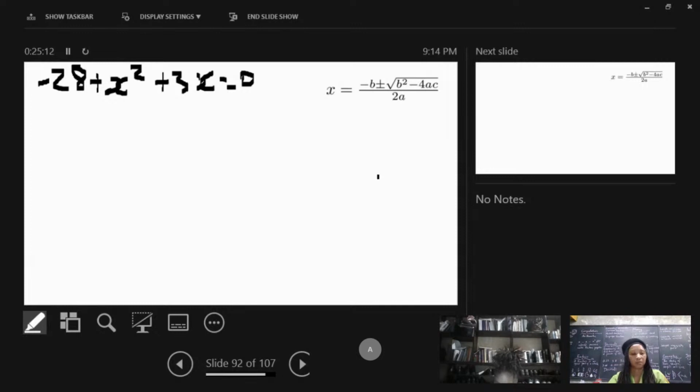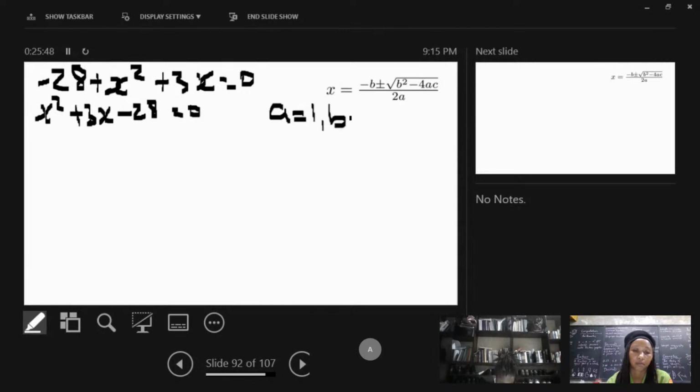Okay. S equals negative 28. No, no, put this in order first. Then it's x squared plus 3x minus 28 equals 0. Okay. A is 1, B is 3, and C is negative 28.